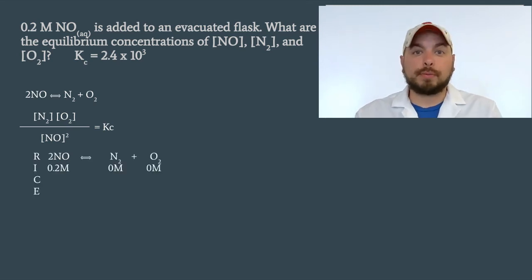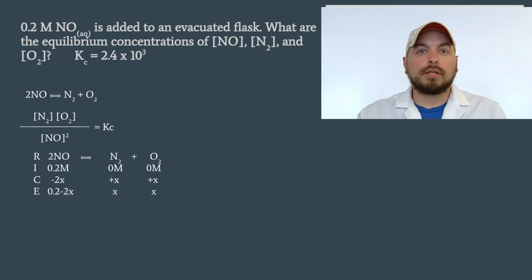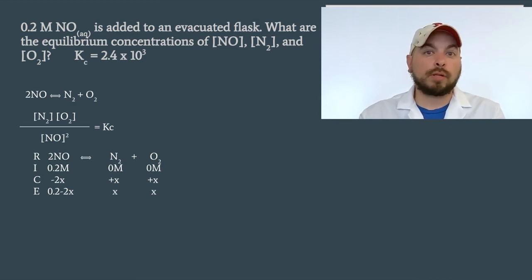We need to do a rice table. Plug in what we know. So we're going to take that equation. We're going to write the initial, change, and equilibrium. The initial value that we know is that it's 0.2 molar for the NO. The N2 and the O2 both start at 0. The NO changes by 2x, and it's going to be minus 2x. The O2 and the N2 both go up by x. So at equilibrium, the NO is going to equal 0.2 minus 2x. The N2 and the O2 are both going to equal x.